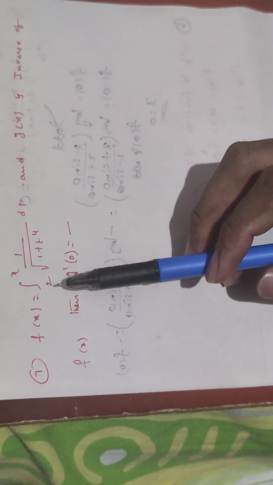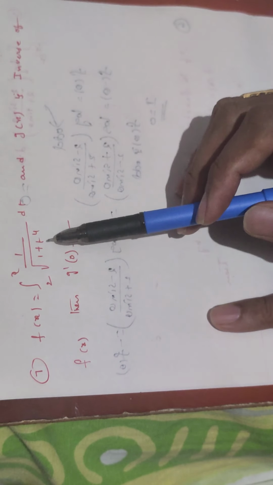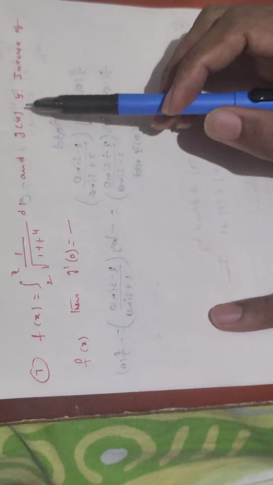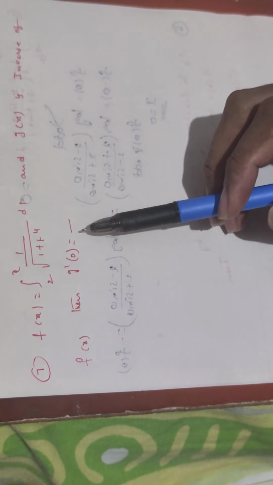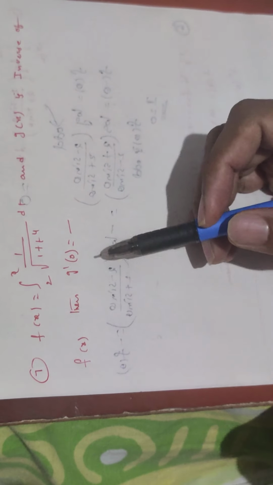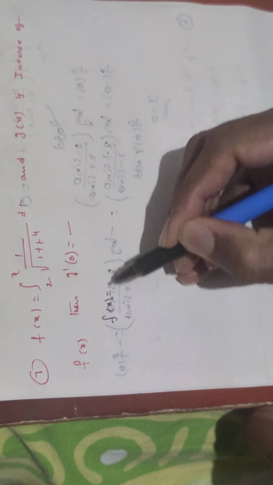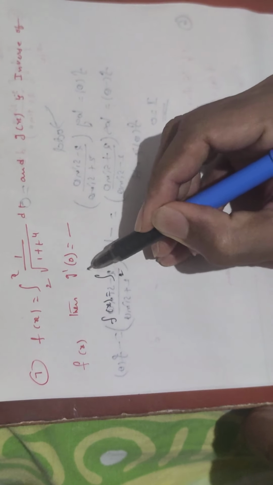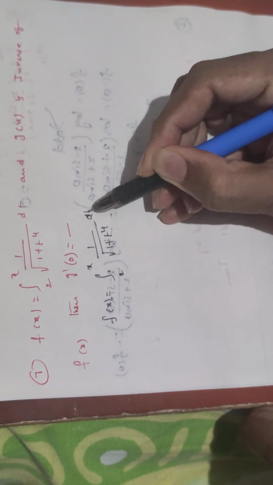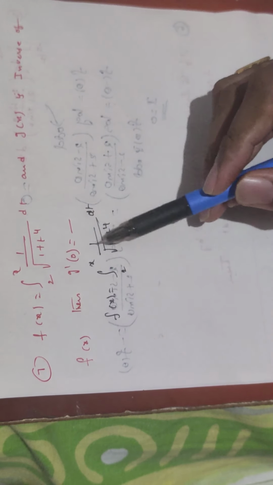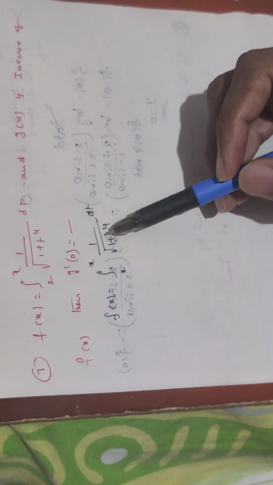F of x is equal to integral 2 to x 1 by root of 1 plus t power 4 dt, and g of x is the inverse of f of x, then g dash of 0. So we want g dash of 0. Here what is f of x? Integral 2 to x 1 by root of 1 plus t power 4 dt. Actually this integral is not possible to evaluate. This integrand cannot be obtained directly.